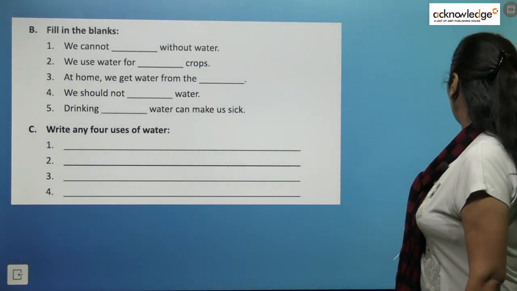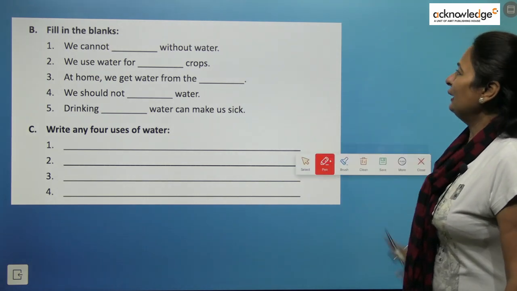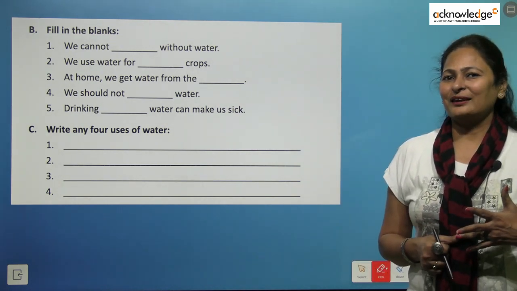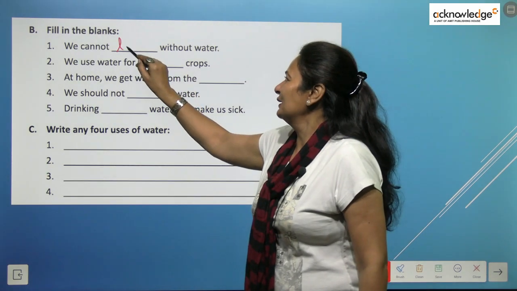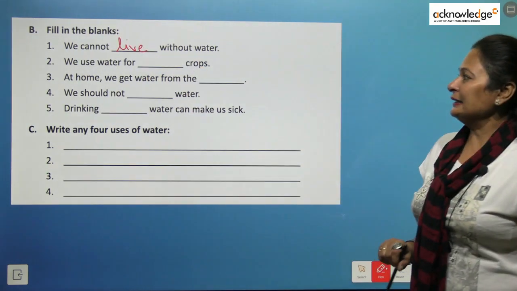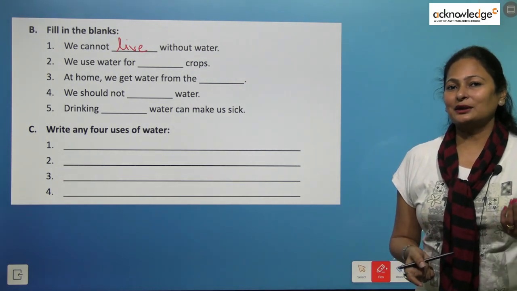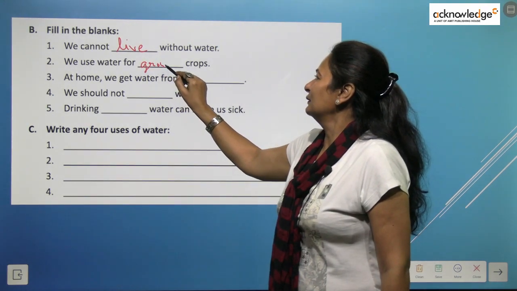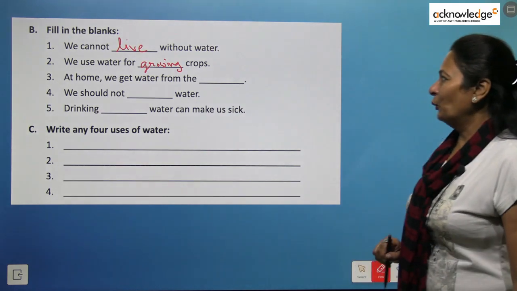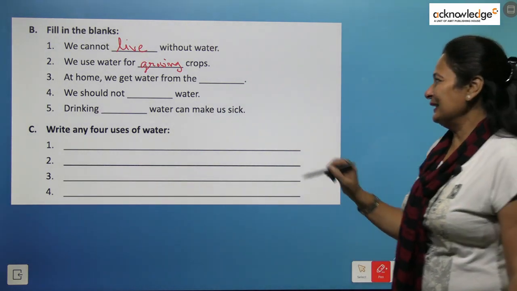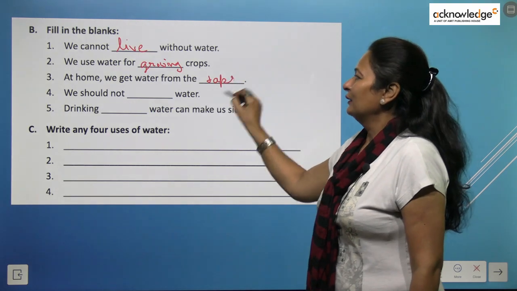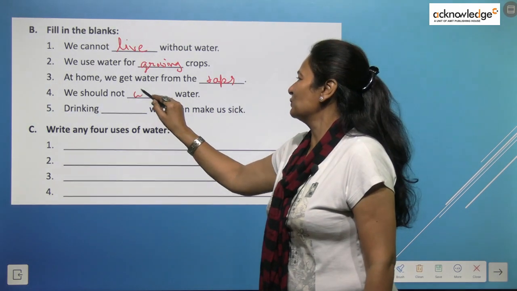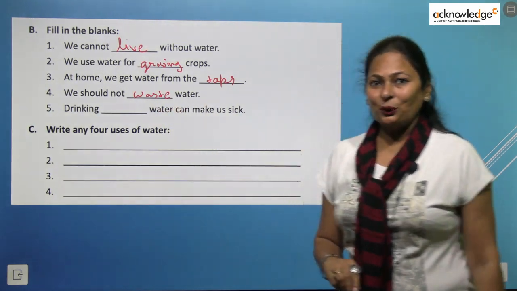So, let's see question number B, fill in the blanks. We cannot live without water. Next is we use water for growing crops. Next, at home we get water from the, excellent answers kids, from the taps. We should not waste water. What we should not do? We should not waste water, rather we should store water.